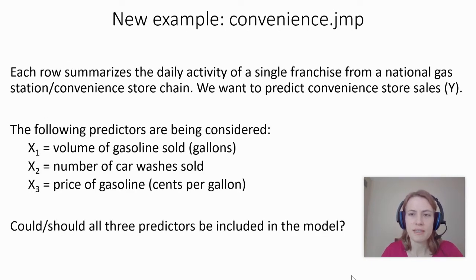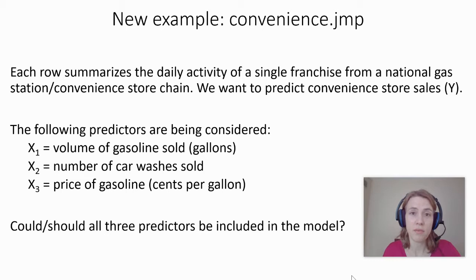So our new example is coming from a data set called convenience. In this data set, each row represents a particular franchise location for a national gas station and convenience store chain. You know, something like Chevron or Shell, where they sell snacks in the convenience store. So we want to predict the sales of the convenience store. We have 3 numeric predictors at our disposal. So there's the volume of gasoline sold at that location on that day, the number of cars washed at that location on that day, and the price of gasoline on that day, right?